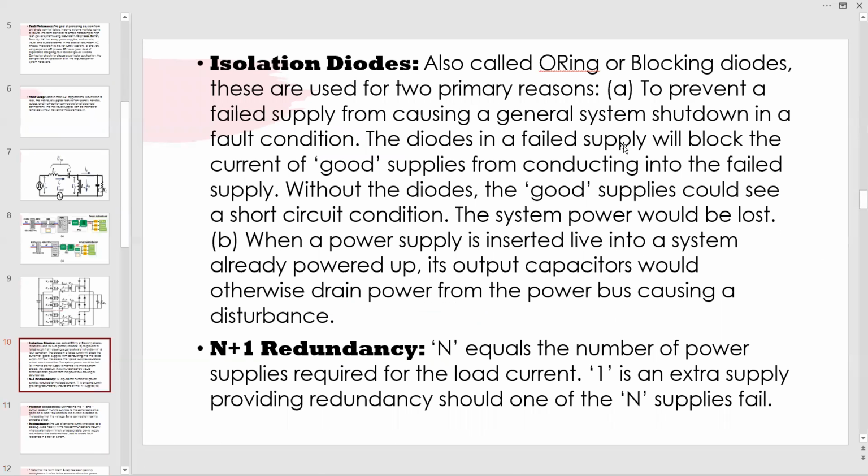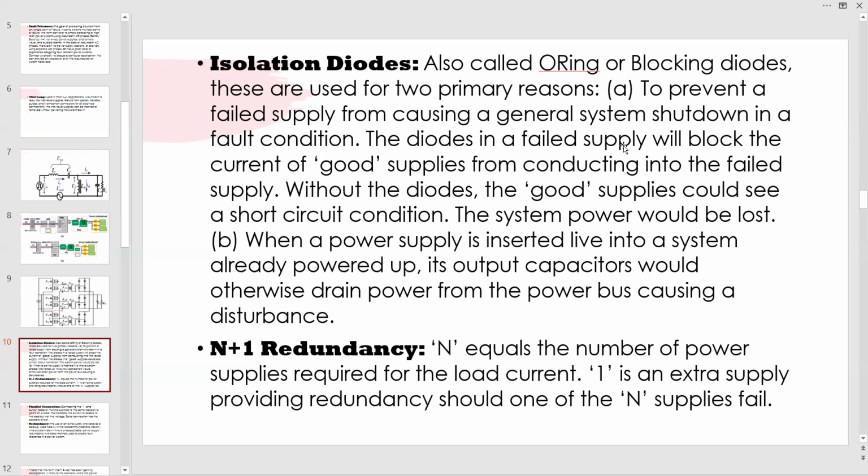Isolation diodes, also called O-ring or blocking diodes. These are used for the primary reason to prevent a failed supply from causing a general system shutdown in a fault condition. The diodes in a failed supply will block the current of good supplies from conducting into the failed supply. Without the diodes, the good supplies could see a short circuit condition. The system power will be lost. When a power supply is inserted live into a system already powered up, its output capacitors will otherwise drain power from the power bus, causing a disturbance.